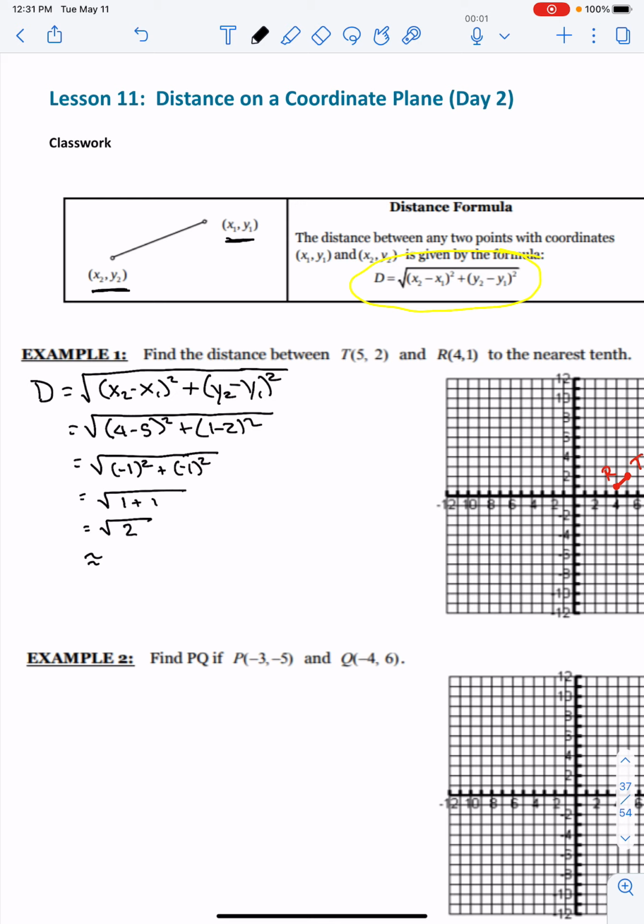That is approximately 1.41421356, and rounding it to the tenths place is approximately 1.4.